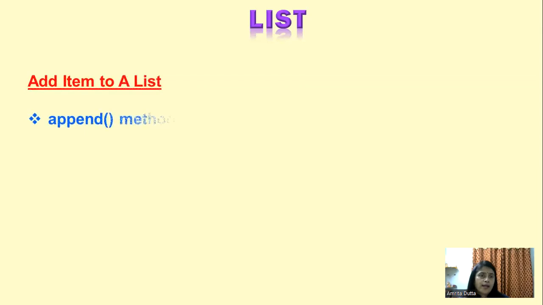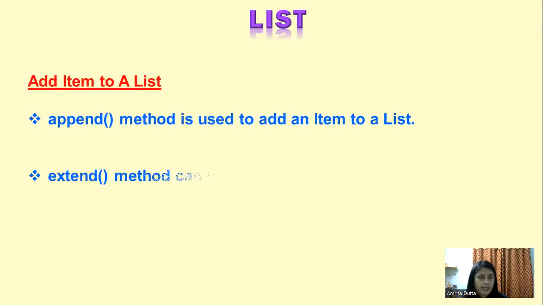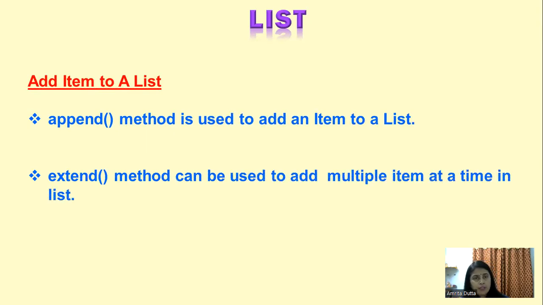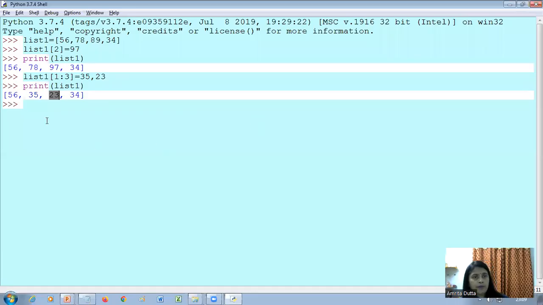Now, how to add an item to a list? We can use either the append function or the extend function. The append function is used to add one item to a list, and the extend function is used to add multiple items at a time in the list. So let us see how to use the append function.